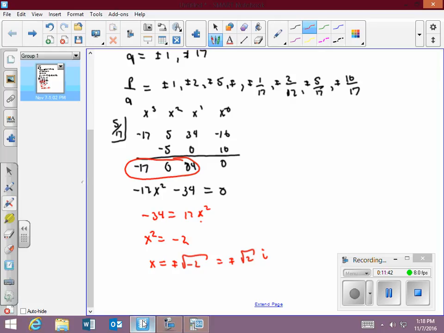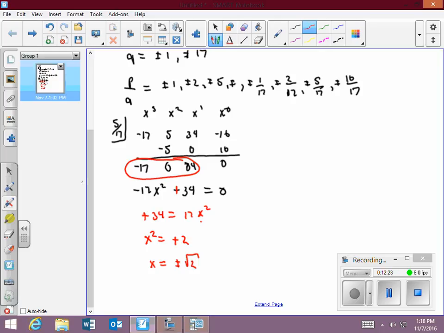Oh, I see. Here's a mistake right here. Do you see this right here? This should be a plus. See that? And this would be a plus. This would be a plus. So then this is plus or minus the square root of 2. Now it looks better, right?